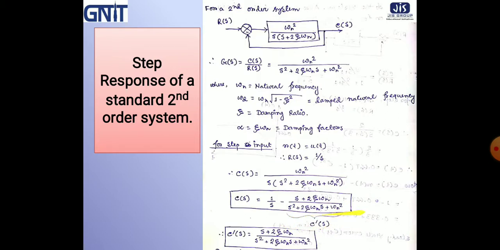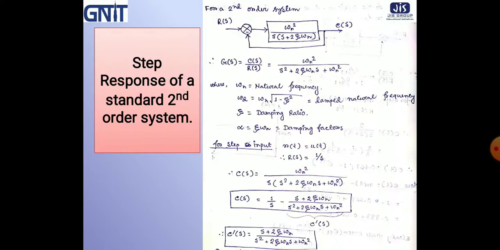Now let us take this particular section as a separate constant, that is C dash (s) is equal to (s plus 2 zeta omega n) divided by (s square plus 2 zeta omega n s plus omega n square).